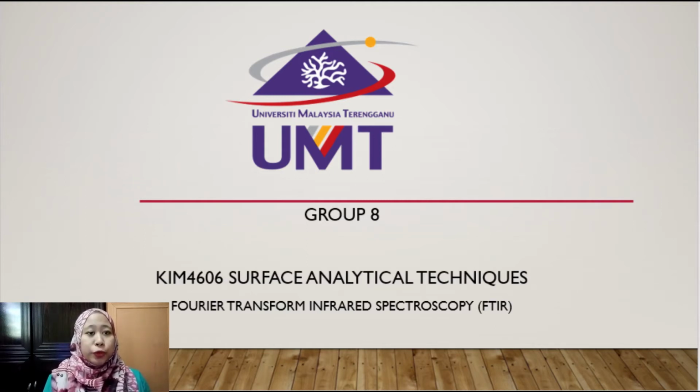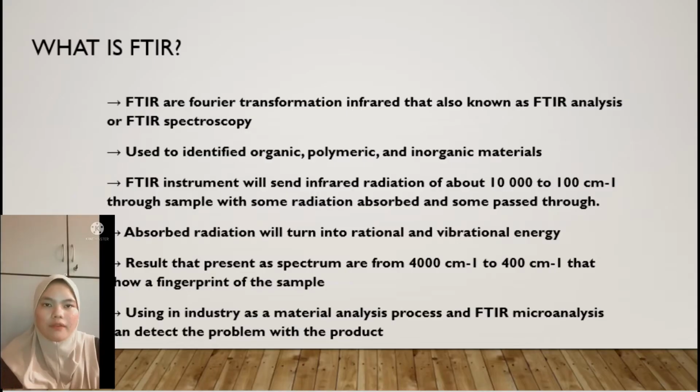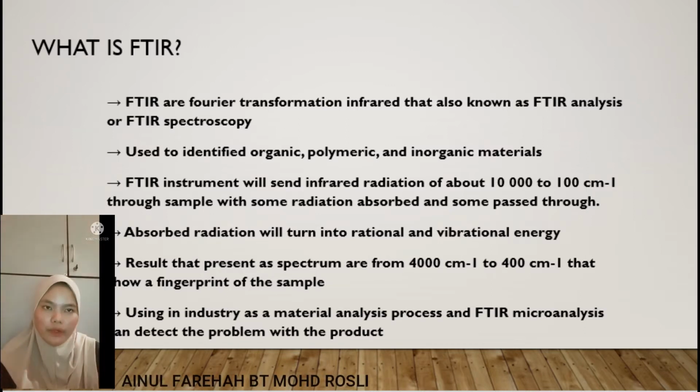Khairul. We are from Group 8, and we are going to present about Fourier Transform Infrared Spectroscopy, FTIR. FTIR is used to identify organic materials and polymers. An FTIR instrument will send infrared radiation, about 10,000 to 100 cm-1, through a sample, with some radiation absorbed and some passing through. Absorbed radiation will turn into rotational and vibrational energy, and the results are presented as a spectrum from 4,000 cm-1 to 400 cm-1 that shows a fingerprint of the sample.